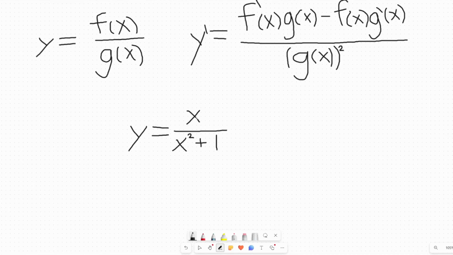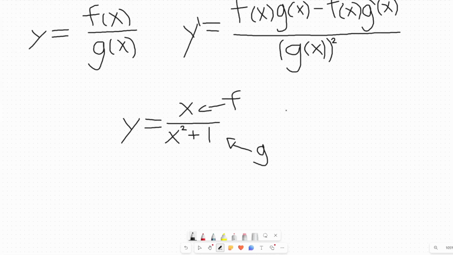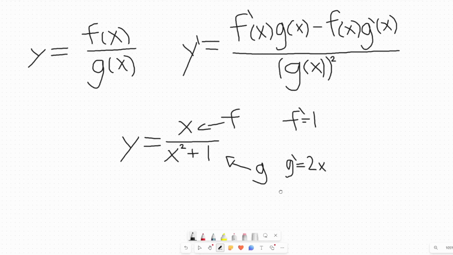So we have y equals x over x squared plus 1. In this case, x will be our f, and x squared plus 1 will be our g. Now the derivative of x is just 1, so f prime is equal to 1. Okay, g prime is equal to 2x. All right, now with all this information, all we need to do is plug it into the equation.